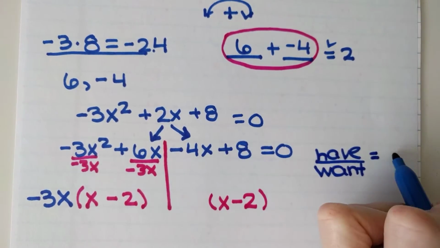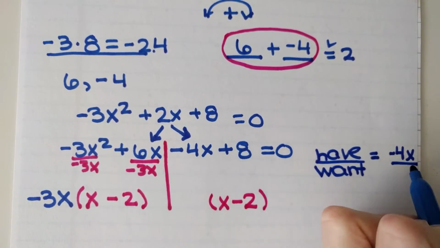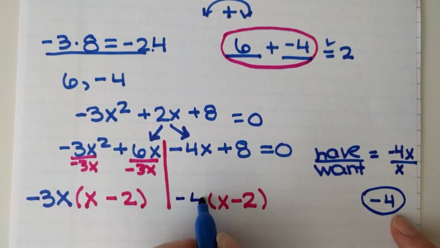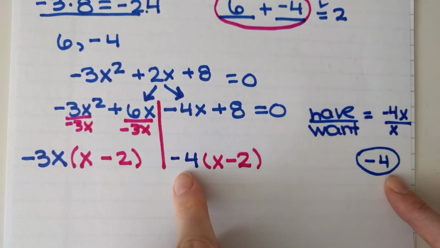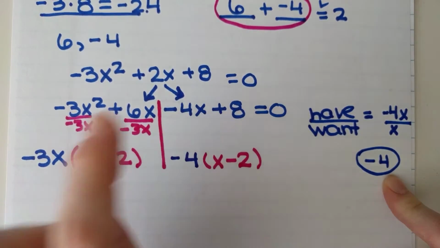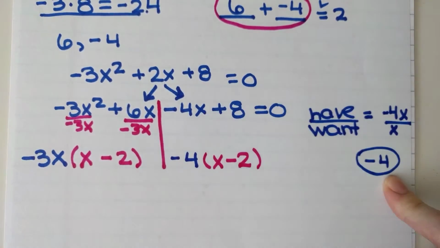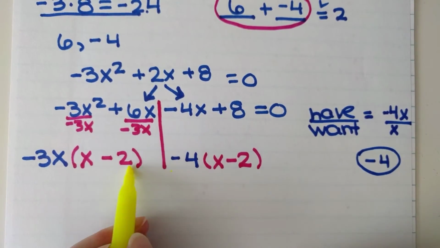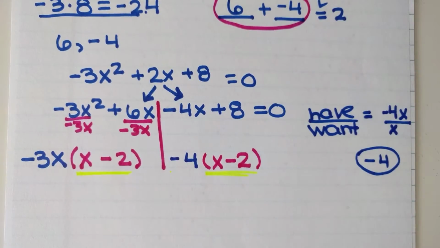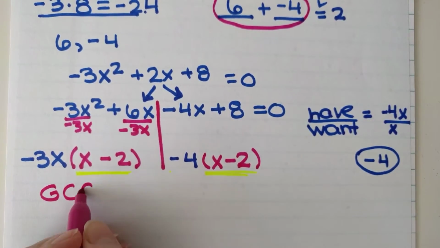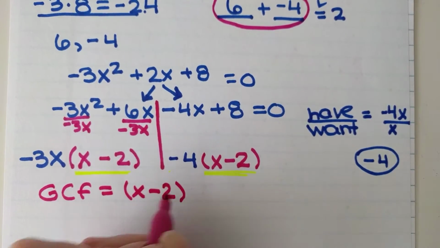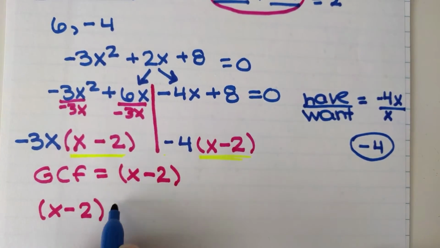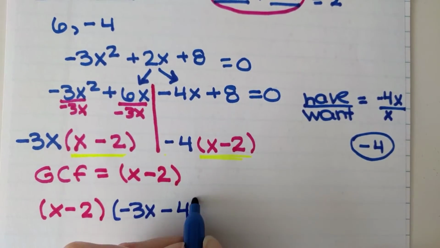So we have here a negative 4x, and we want to get an x. So if we simplify that, that tells us that we want to bring out a negative 4. And if we bring out that negative 4, you see you have negative 4 times x, that gives you the negative 4x. Negative 4 times negative 2 will give you the positive 8. So then the idea is for both of these groups, we have this x minus 2 factor. So that is a GCF for both groups. So our GCF now is x minus 2. And so we bring out 1 copy of that x minus 2. And then we have our leftovers, the negative 3x and the minus 4.